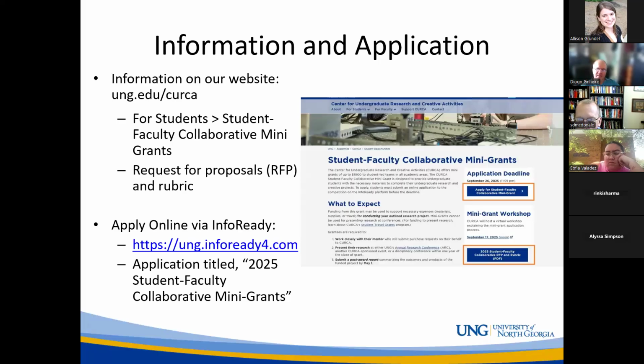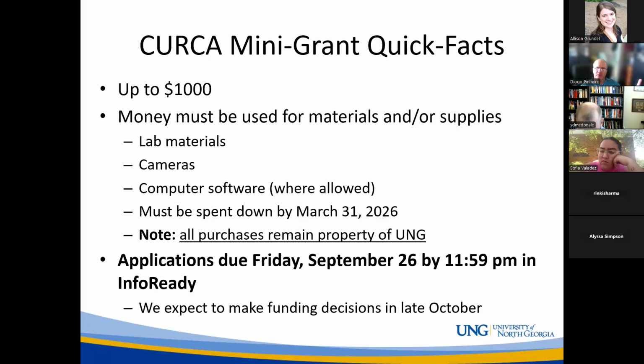So let's talk a little bit about the mini grants, right? So with the mini grants, we can provide you with up to $1,000 to spend in the conduct of research, right? In other words, it can be money that's spent on lab materials, on cameras and film, on computer software, if it's allowed, right? We have a process to make sure that the specifics of the software are allowed. And we have to purchase everything through UNG, and everything that is purchased will be property of UNG.